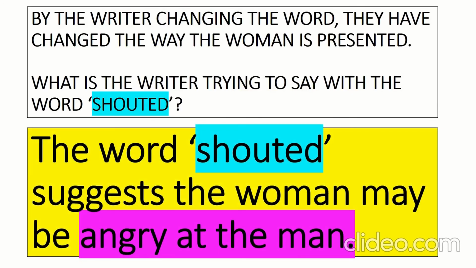Okay, so I've put the word shouted suggests the woman may be angry at the man. So really basic, but if you did 4 or 5 of these in a question, you're looking at getting a grade all the way through.